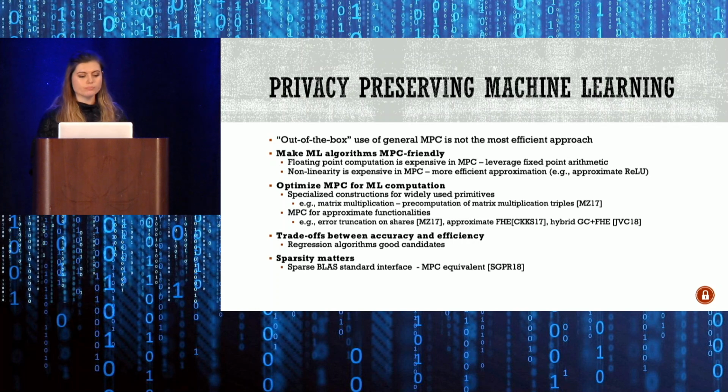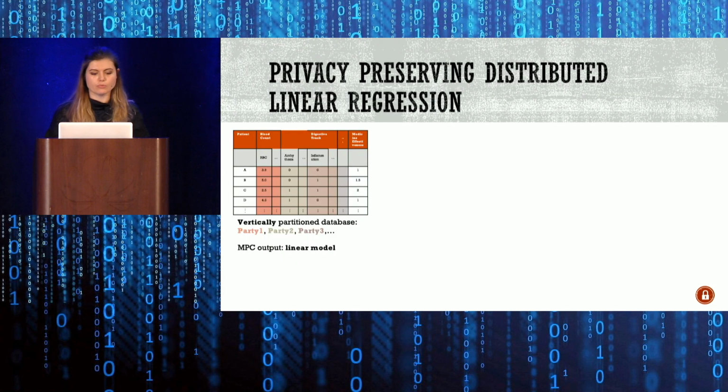And one last point is that sparsity really matters in machine learning, and there have been a lot of computational approaches developed that, for example, are specified in the sparse BLAS standard interface that aim to leverage sparsity. And we can try to translate this also into secure computation techniques for machine learning. So let's look at some examples from what has been done in this area. And the first example is privacy-preserving computation for distributed linear regression.